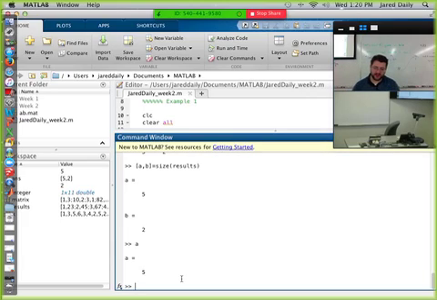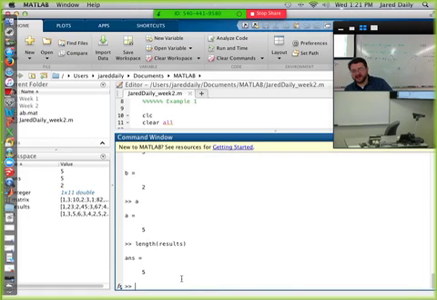And then there's another one that is going to calculate the length. So if you have the length of results, let's see what that gives for us.